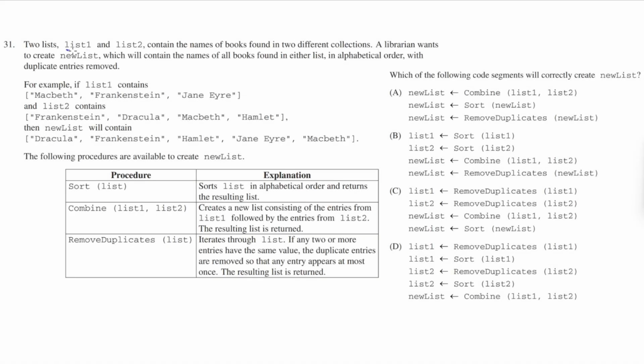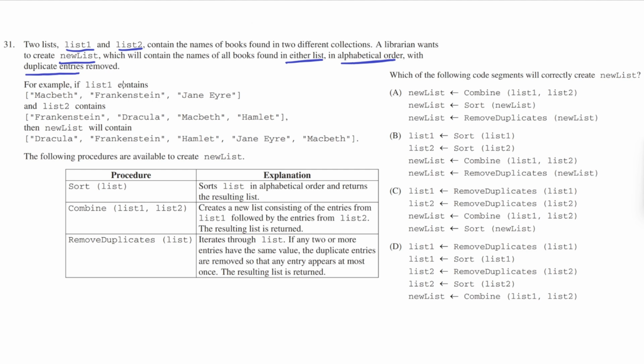Two lists, list 1 and list 2, contain the names of books found in two different collections. The librarian wants to create a new list which contains the names of all books found in either list in alphabetical order with duplicate entries removed.